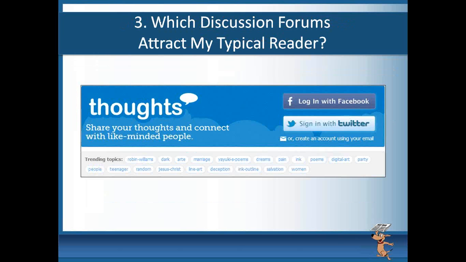Number three, which discussion forums attract my typical reader? I'd venture to say there are certainly thousands, maybe millions of discussion forums online, and this is a fabulous way to target your ideal reader like a laser beam, especially on super narrow niches. Like, look at this one. This is the Thoughts forum, and down here they have an entire forum on line art. Whatever the heck line art is, I have no idea what it is. They have one up here for digital art and other things, and a lot of times you'll click on here and then you'll go into even more subcategories.